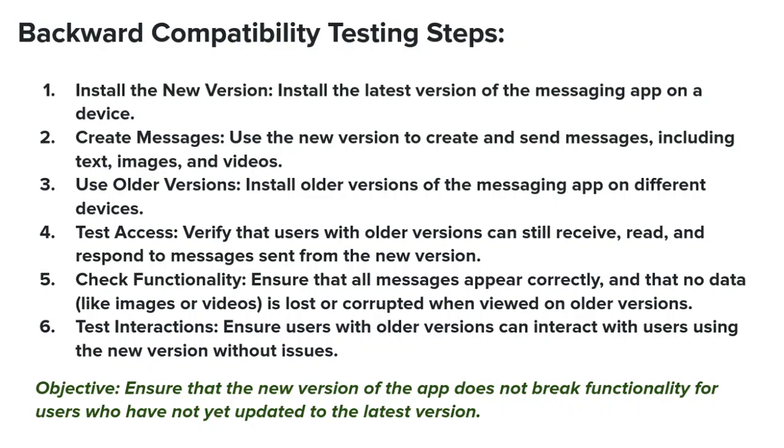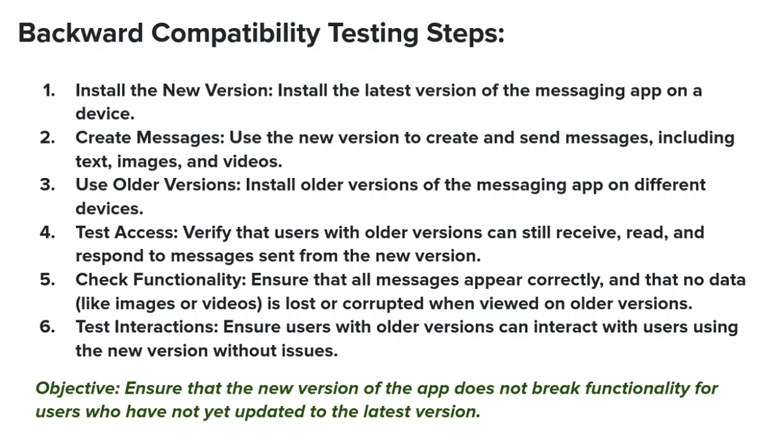It is not necessary that users will always update the application. There can be users who are using some older version of that application. So for such users, we have to verify that the new version of the application does not break the functionality for users who have not updated to the latest version. So how can we test it? We should install the new version of the application on a device and then create and send a message, including text, images and videos, etc.